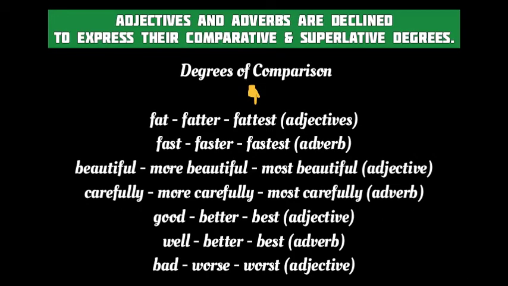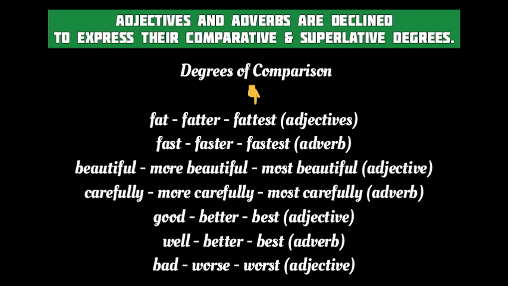Finally, like I said earlier, adjectives and adverbs are also declined to express their comparative and superlative degrees. For example, the adjective fat is declined as fatter in the comparative degree and as fattest in the superlative degree. The adverb fast is declined as faster and fastest in the comparative and superlative degree respectively.